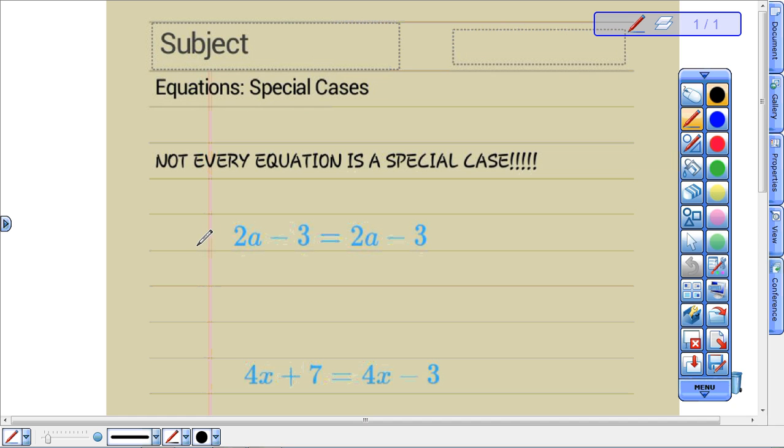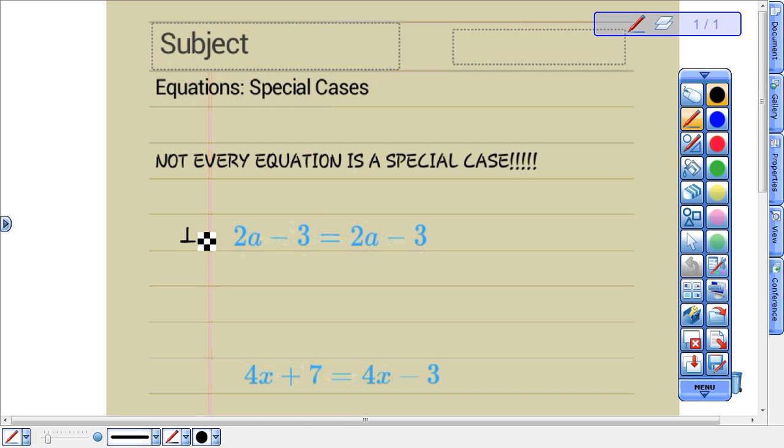We're going to solve some equations here that are special cases. Obviously, we want to make sure that people understand not every equation is a special case. Otherwise, we won't call it special. It has to be different than everything else. So what happens in a special case? Well, let's say we're working on two examples.